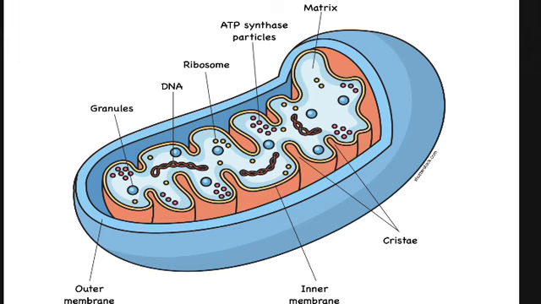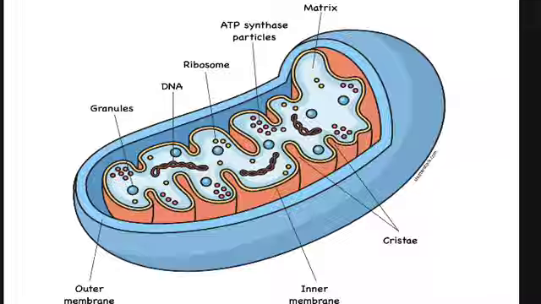Mitochondria are unique because they have their own genetic material. mtDNA is inherited only from the mother. It codes for some mitochondrial proteins. Most mitochondrial proteins are still encoded by nuclear DNA. Mutations in mtDNA can cause mitochondrial diseases. This maternal inheritance is very important in genetics and medicine.